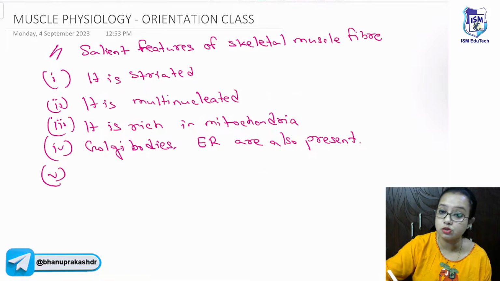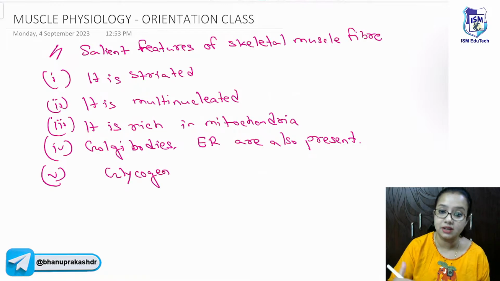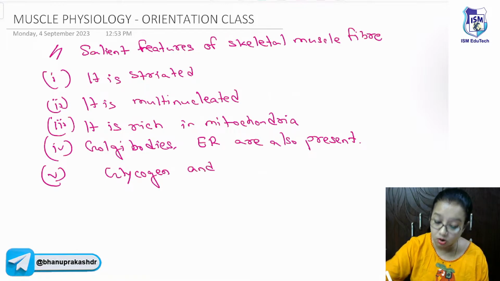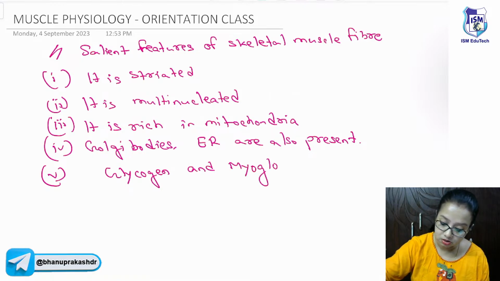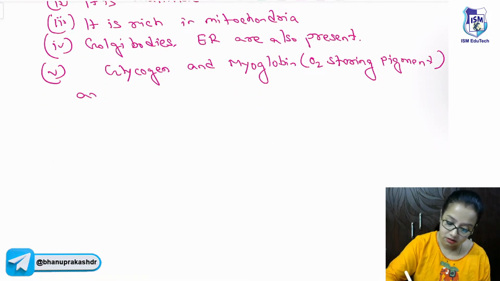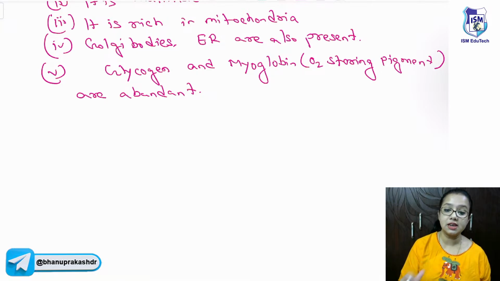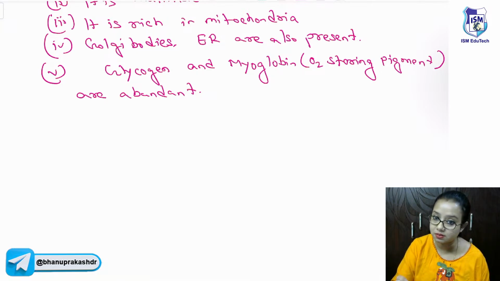Skeletal muscle also stores glycogen, which ultimately provides glucose for energy, and an oxygen storing pigment, which is myoglobin. What is myoglobin? It is an oxygen storing pigment. Both are abundant in a skeletal muscle fiber. These are the physical salient features of a skeletal muscle.